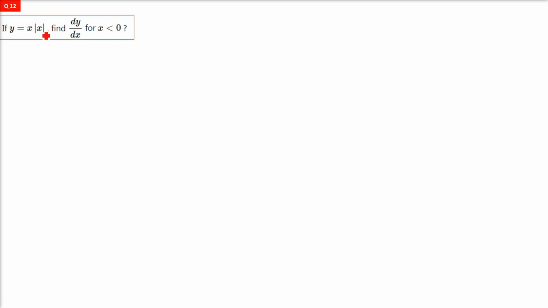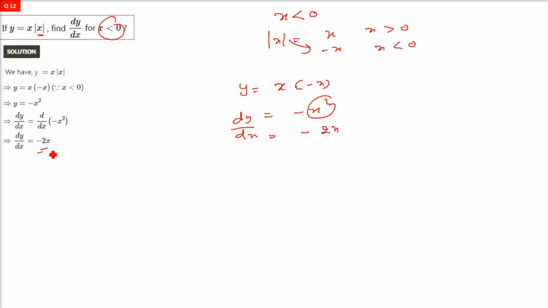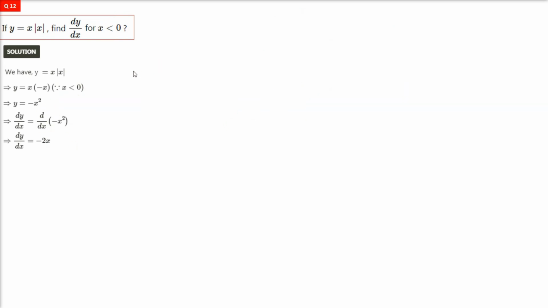Now if y is x into modulus of x, we have to find dy/dx for x less than 0. If you talk about modulus of x, it will be x when x is greater than 0, and negative x if x is less than 0. So because we have to put minus x in place of modulus of x, y will be negative x squared. So y is negative x squared, dy/dx will be minus 2x, which is your final answer here. So you have to write all these things by yourself. That is how you will actually solve this question.